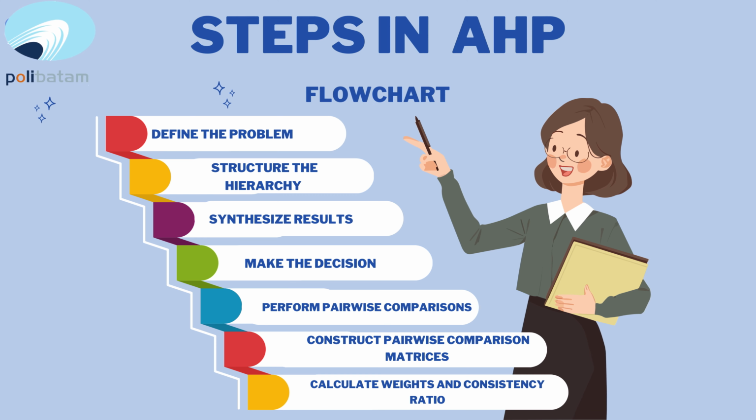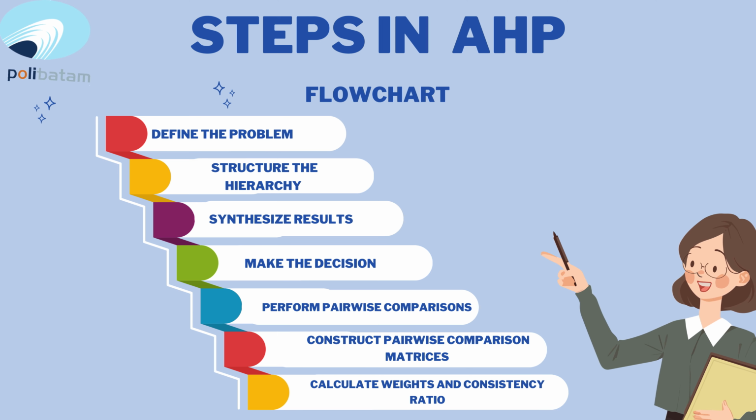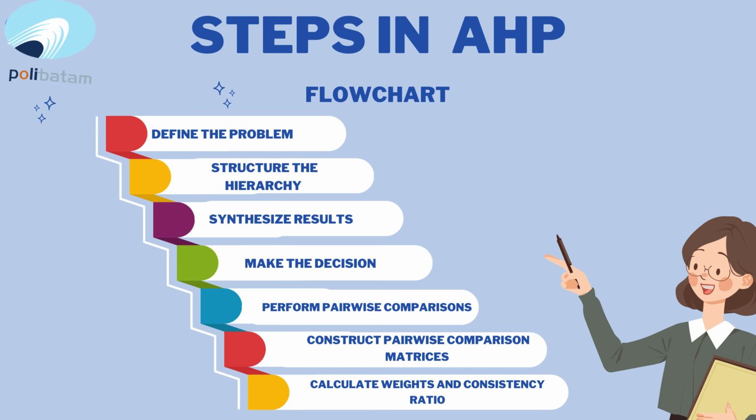Next, let's look at the flowchart in AHP. Define the problem, structure the hierarchy, synthesize results, make the decision, perform pairwise comparison, structure the pairwise comparison matrix, and the last step in the flowchart, calculate weights and consistency ratio.